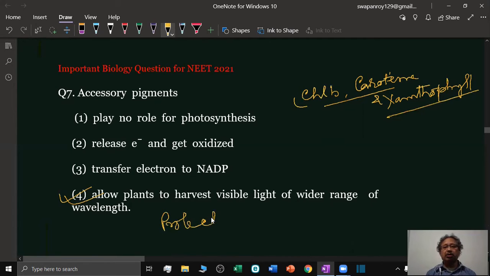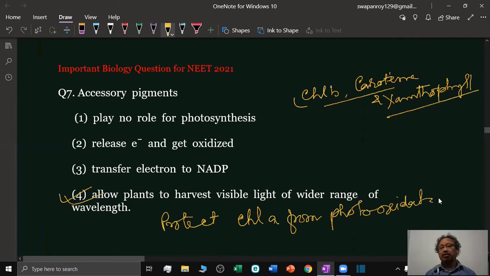Also protect chlorophyll A from photooxidation damage.